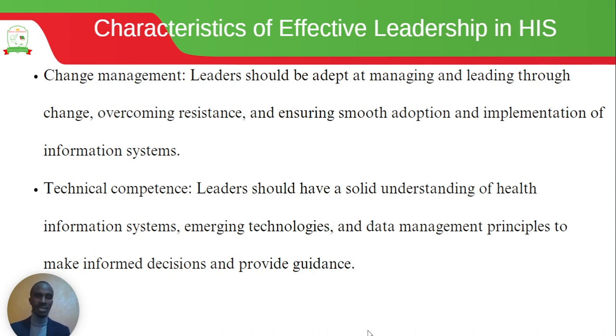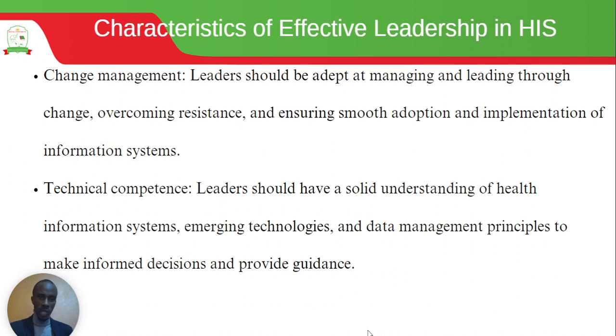Then there should be this aspect of change management. How do you manage change? How do you convey your message to the people that this is changing? How do you overcome resistance? Because whenever there is change, there are always people who are going to resist change. So you should be having that characteristic of change management in a leader, so as to ensure smooth adoption and implementation of these information systems. Then technical competence, a leader in this health information system should have that solid understanding of this health information system.